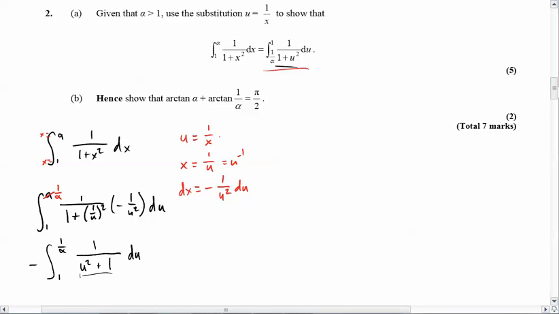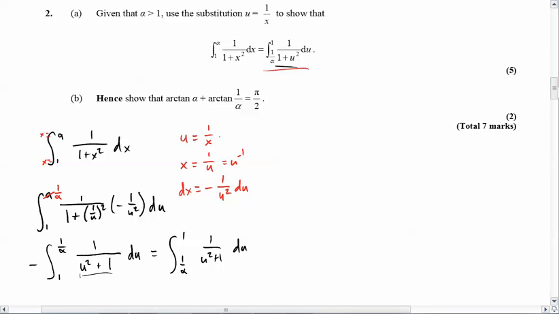And so that's where the negative goes, and that's why those limits changed positions. Those are going to change, giving us the integral from 1 to 1 over alpha. It's now positive because I changed the direction, of 1 over u squared plus 1 du.